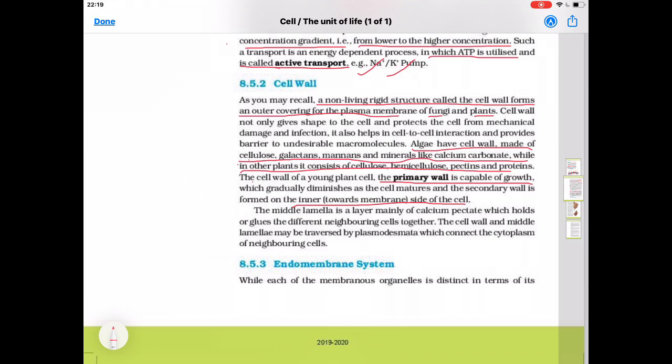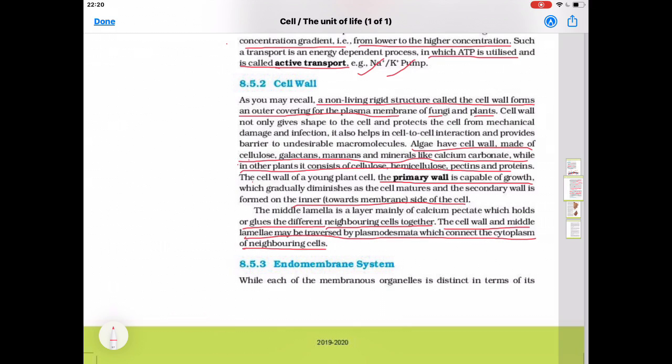The middle lamella is a layer. What is middle lamella? It is a layer which is mainly made up of calcium pectate. What is the function of middle lamella? It holds or glues the different neighboring cells together. The cell wall and middle lamella may be traversed by plasmodesmata, which connect the cytoplasm of the neighboring cells.